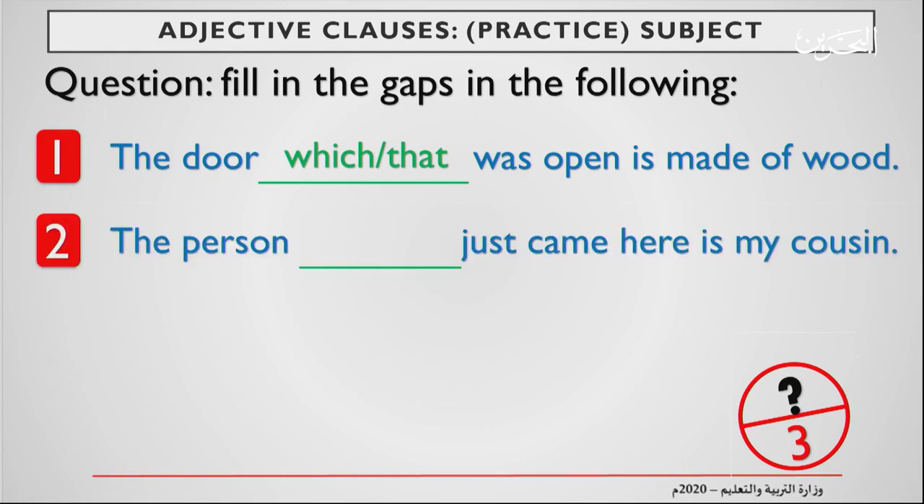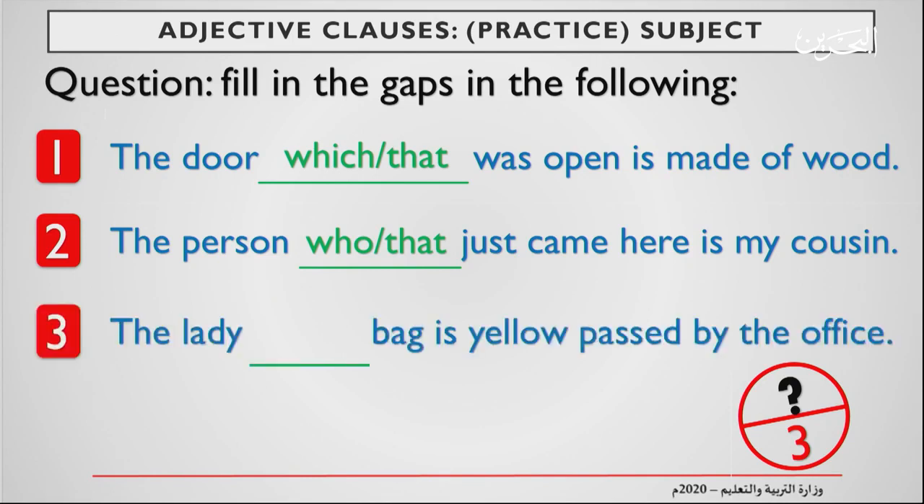Let's jump to 2. The person (gap) just came here is my cousin. You have to use a relative pronoun. 5 seconds. Let's check the answer. The answer is who or that. You have the option of choosing who or that.